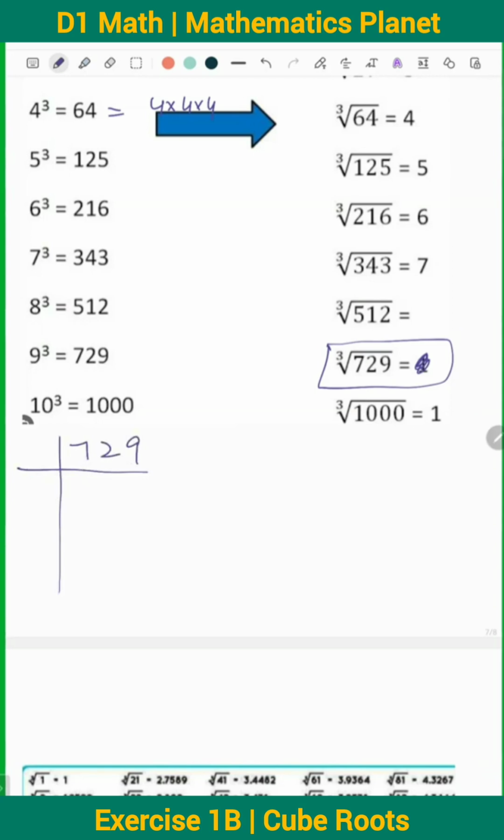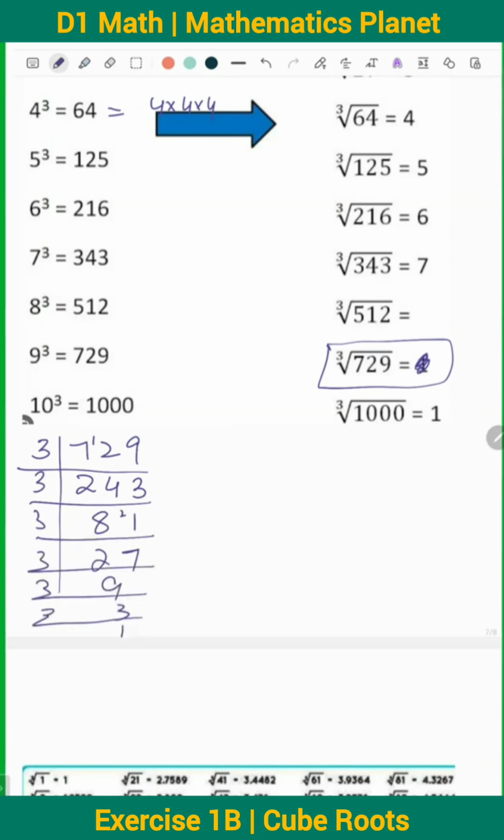Miss, we can start with 7. Can we do it with 3? 3 times 2 is 6. 3 times 4 is 12. 3 times 3 is 9. 3 times 8 is 24. 3 times 7 is 21. 3 times 9 is 27. 3 times 3 is 9. 3 times 1 is 3.